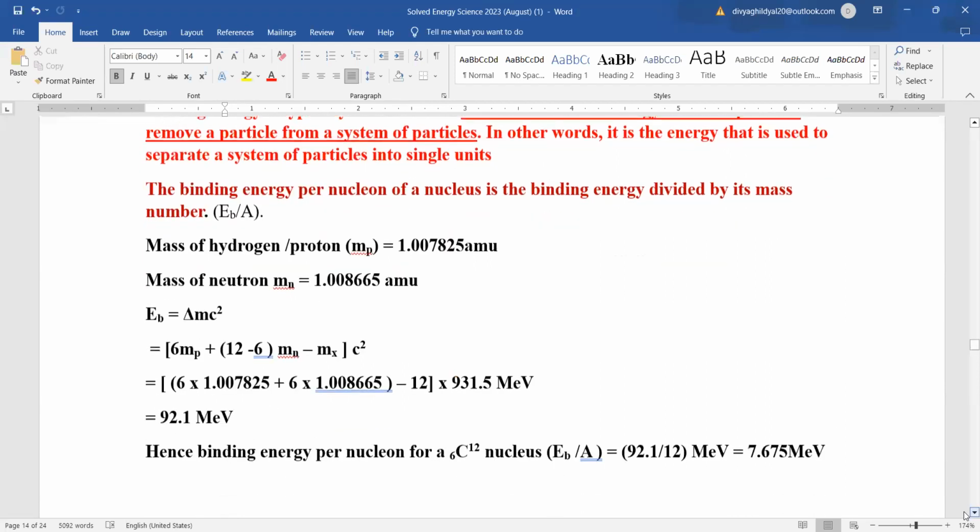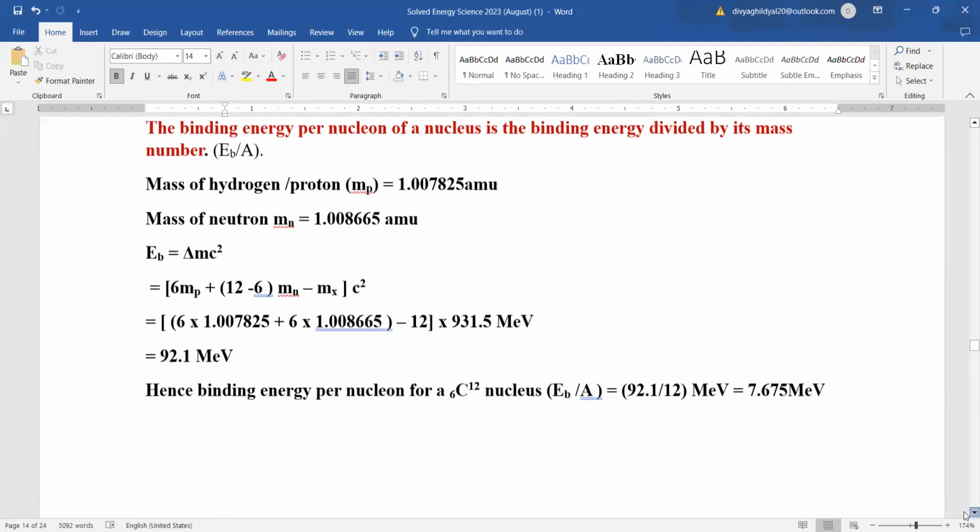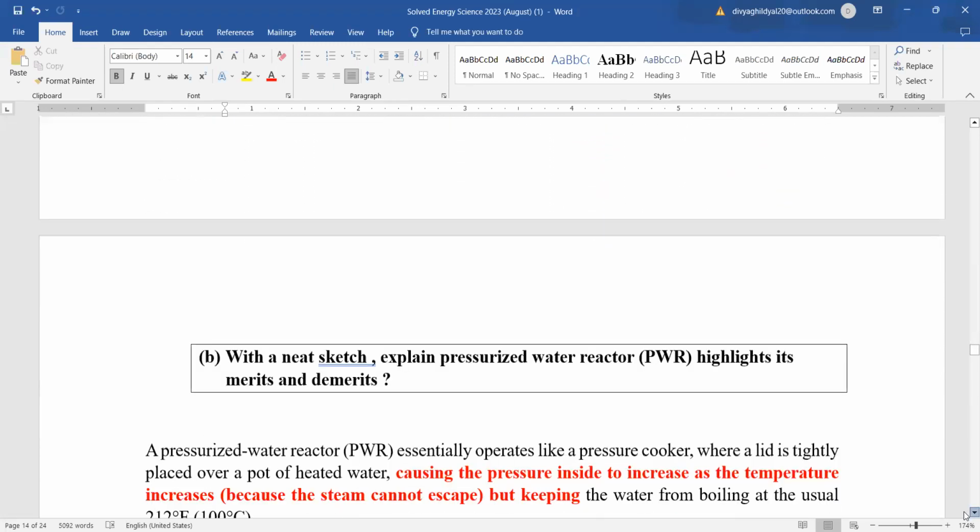We did it right now in one more question. And then 6, 12 minus 6 is 6. You keep the values here. You get this per nucleon 92.1 divided by 12, the mass number of carbon, and you get the answer.